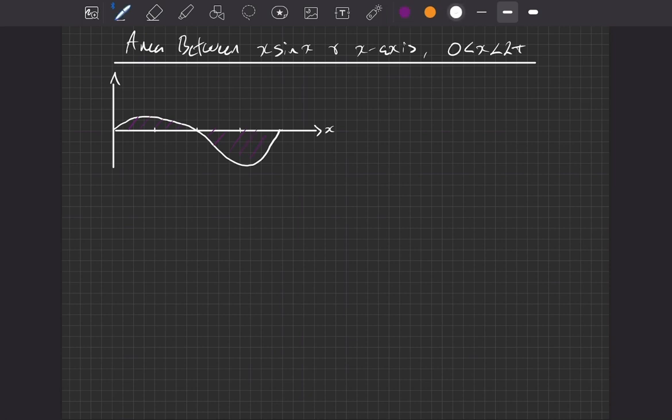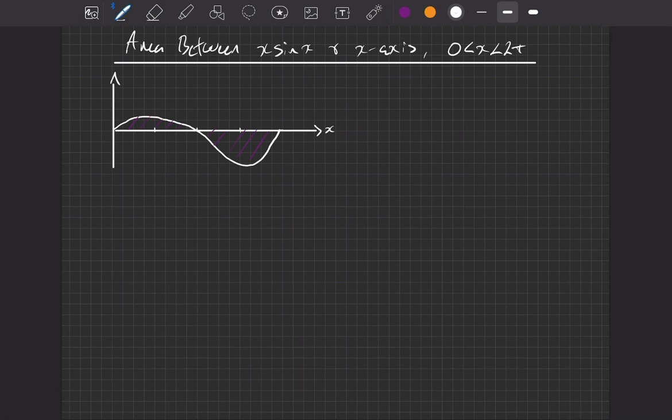And one thing we have to remember is when we find the one on the right hand side, the one underneath the axis, it's going to be a negative value. So when we're trying to find the area between the two, if it gets a negative answer for that little section, we need to ignore the negative sign basically, and then add the two together.